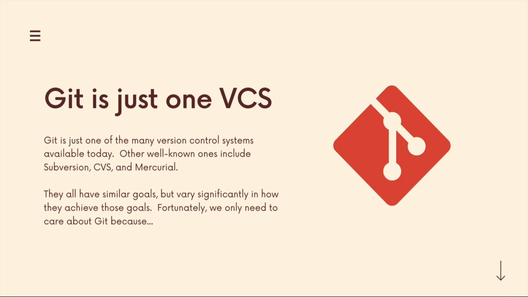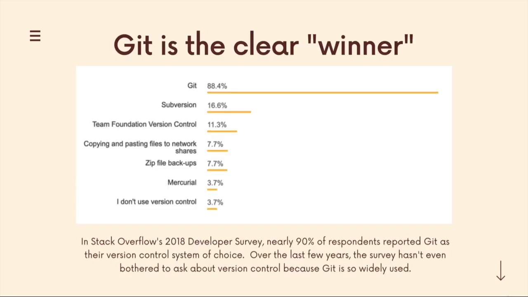But the good news for us, obviously this is a Git course, so we're going to learn Git, but there's a good reason to learn Git. It is the clear winner. If there ever was a version control system war, Git is clearly the most popular these days. This is the most recent data I could find from 3 years ago. 2018 Stack Overflow Developer Survey.